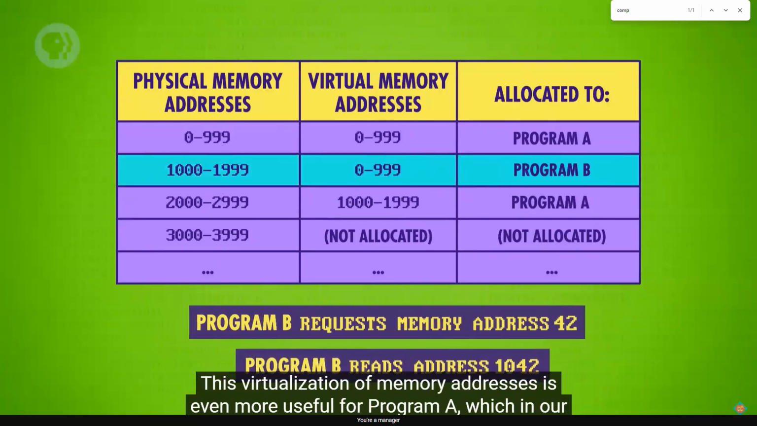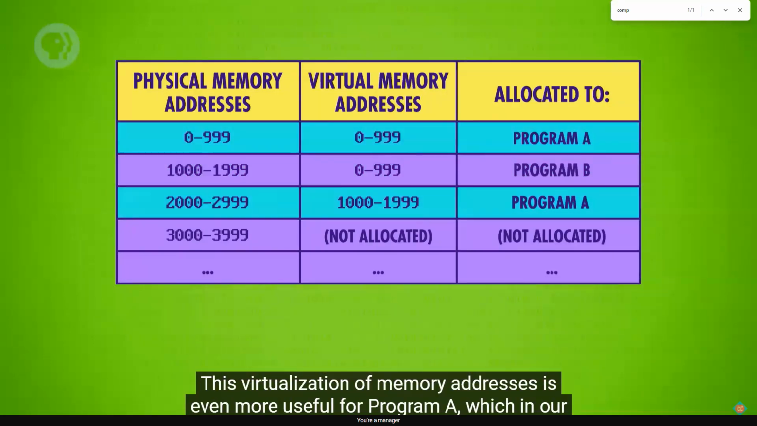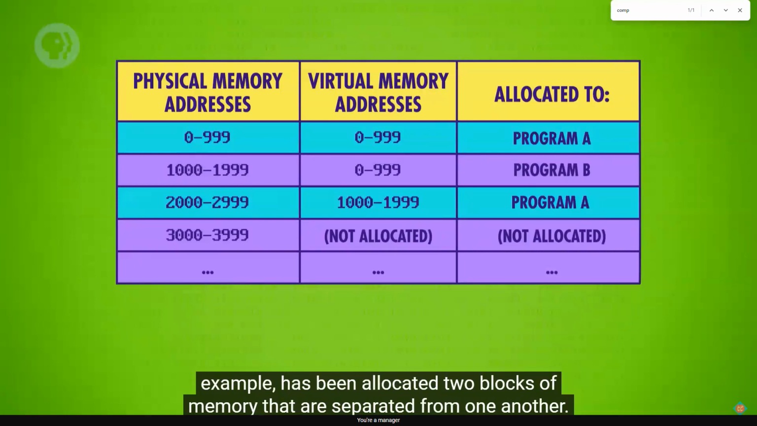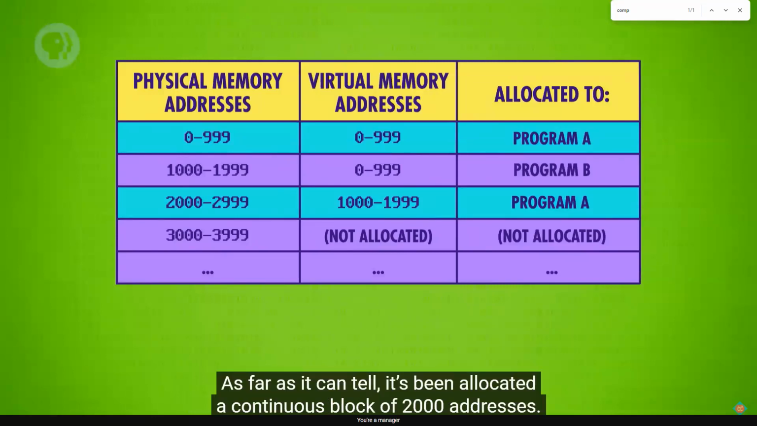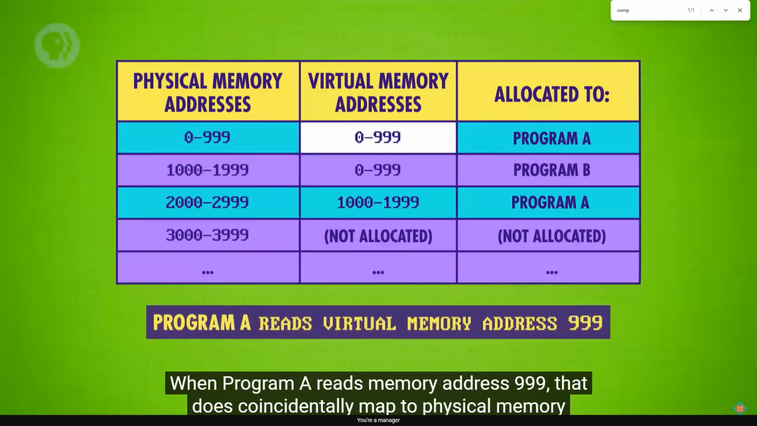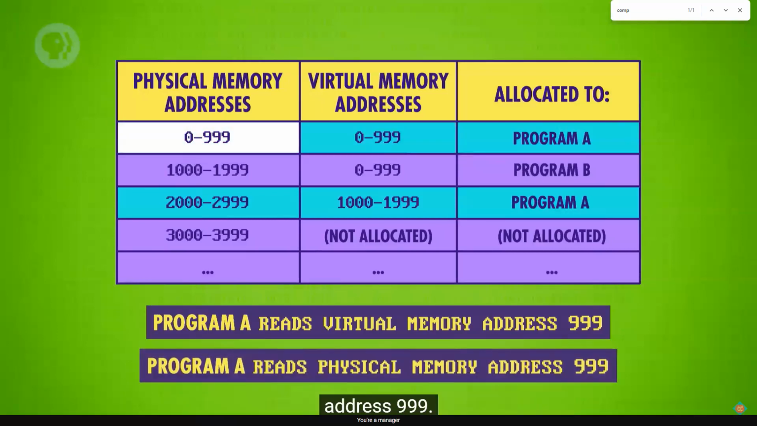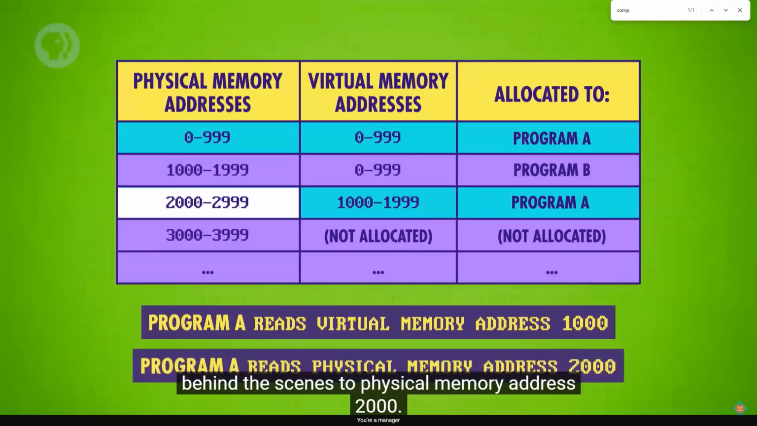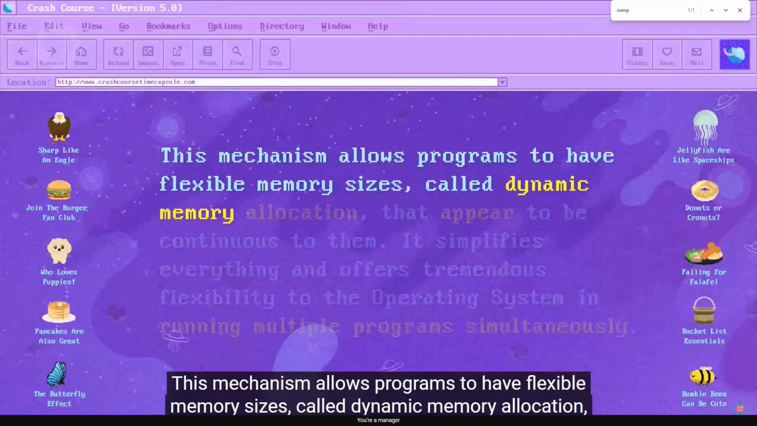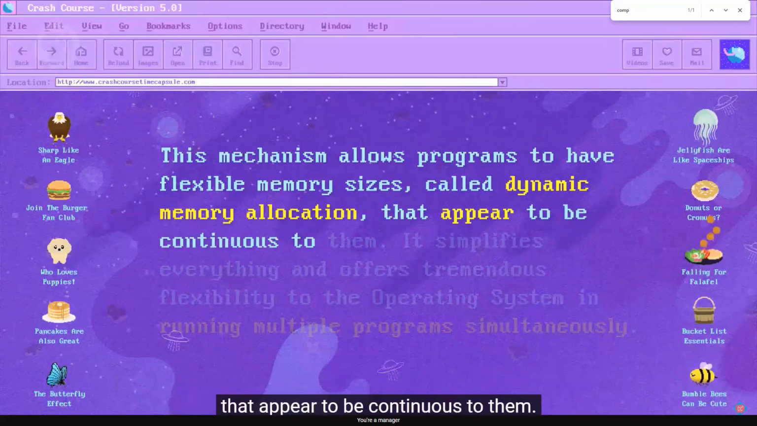This virtualization of memory addresses is even more useful for program A, which in our example has been allocated 2 blocks of memory that are separated from one another. This too is invisible to program A. As far as it can tell, it's been allocated a continuous block of 2,000 addresses. When program A reads memory address 999, that does coincidentally match the physical memory address 999. But if program A reads the very next value in memory at address 1000, that gets mapped behind the scenes to physical memory address 2. This mechanism allows programs to have flexible memory sizes called dynamic memory allocations that appear to be continuous to them.